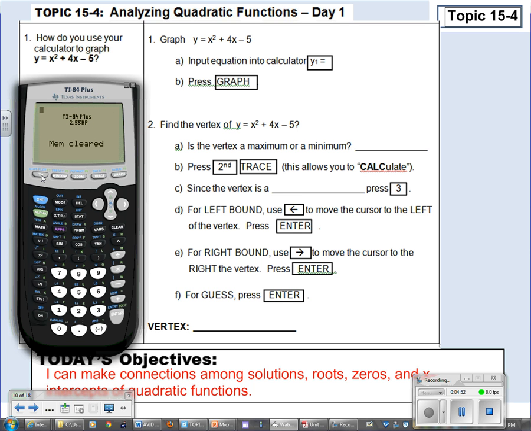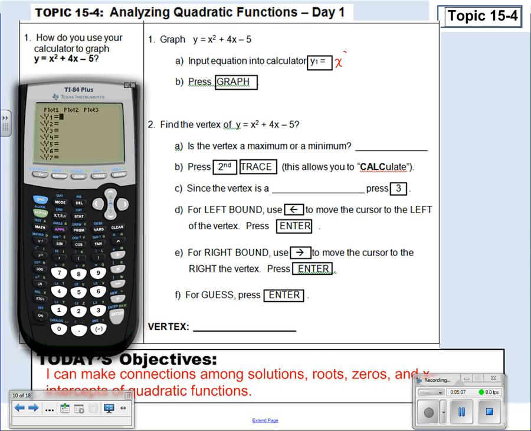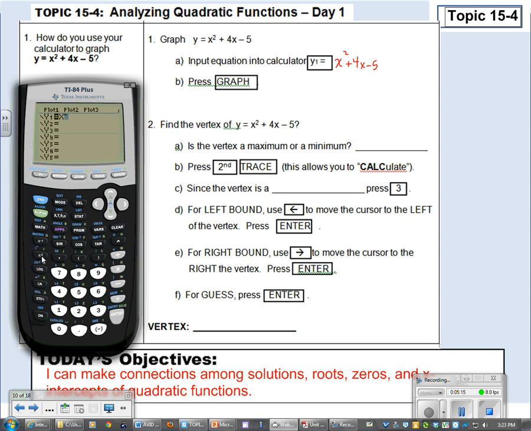So the calculator has a y equals, my equation has a y equals, there's my y equals. So that means I am going to input my equation into the calculator using the y equals button, and that'll give me a y1. And we're going to type in the equation, x squared plus 4x minus 5. So on your calculator, let's do x squared plus 4x minus 5. Then we press graph. That will give us a picture of our quadratic, or our parabola.